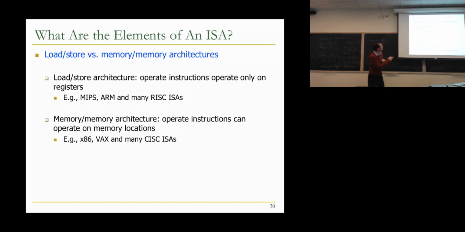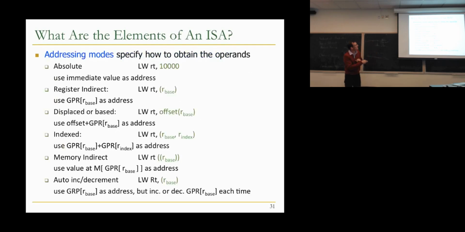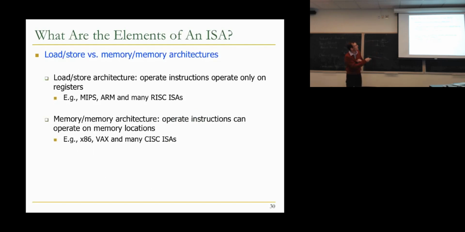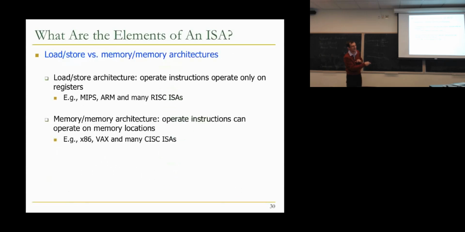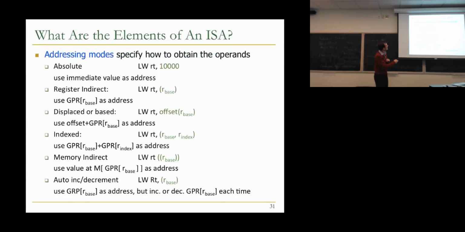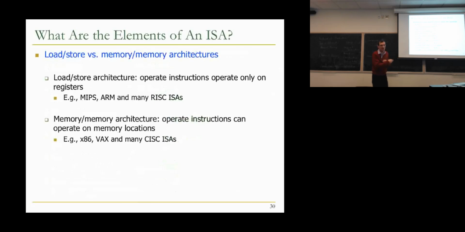So addressing modes, let's return to addressing modes because they determine how you actually obtain your operands. In a load store machine, your addressing modes for the operate instructions do not need to specify memory addresses. Whereas in a memory-memory architecture, your addressing modes for the operate instructions need to specify memory addresses, right? An addressing mode specifies how to obtain the operands. Are you guys familiar with addressing modes? OK, I'll keep going quickly then, unless somebody shouts and says, I don't know this.